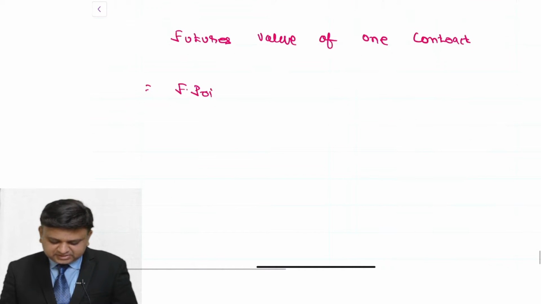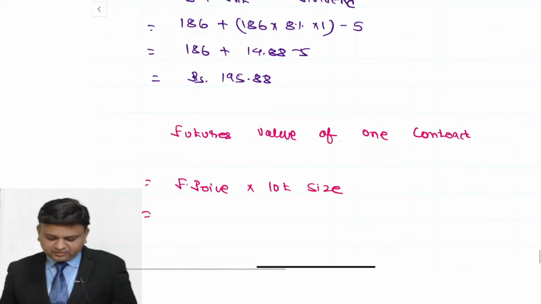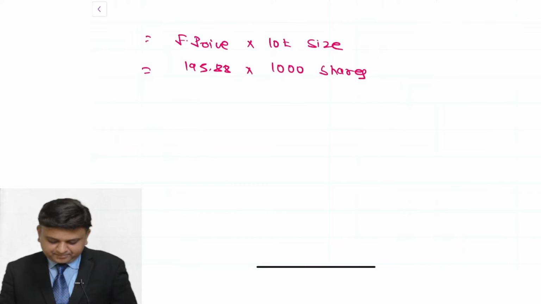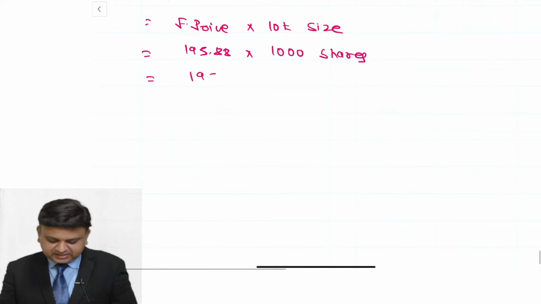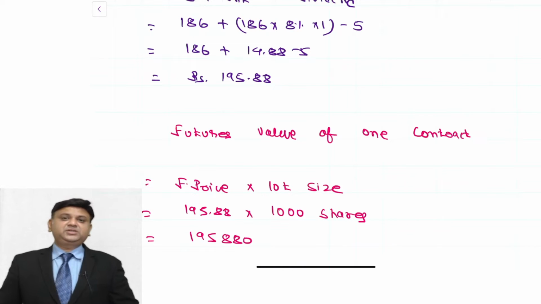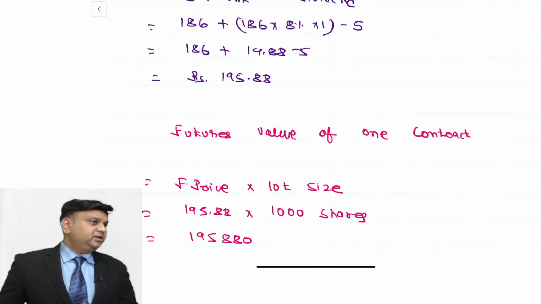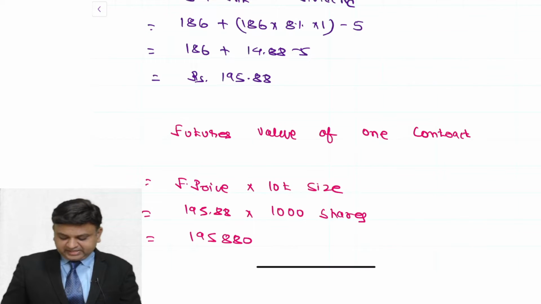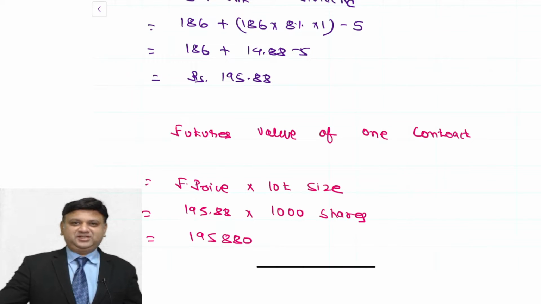It is the futures price into lot size. What is the futures price? 195.88. What is the lot size? It is 1000 shares. So that comes to 1,95,880. So if at all the spot price of the security reduces from 200 to 186, then the futures price will fall down from 211 to 195.88. That is what we understand.